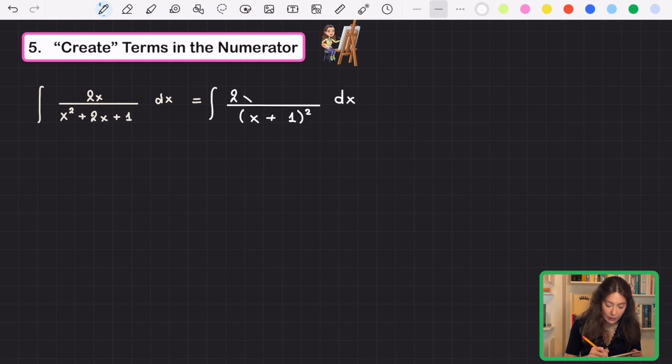Okay, so this I noticed was somebody's perfect square, and that is x plus 1. I was like, surely they want me to rewrite this. They gave me a perfect square. They want me to rewrite this as x plus 1 squared. Then I have this x to add here.